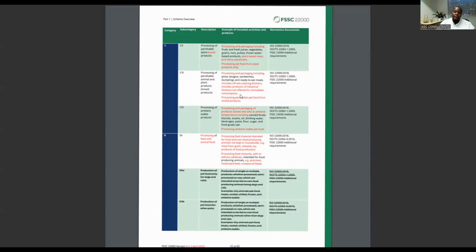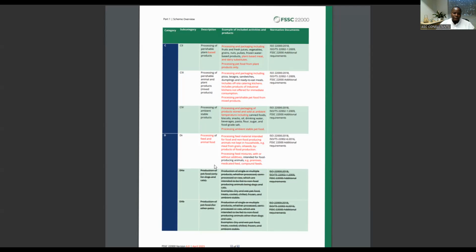But be careful here. If you are a site that has a catering facility for immediate consumption, we are not going to use this technical specification. Rather, you are going to use part 2 of the technical specification and not part 1. Then C4 deals with the processing and packaging of products stored and sold at ambient temperature, including canned foods, as well as processing of ambient stable pet food. So that will be C4, which is processing of ambient stable products.